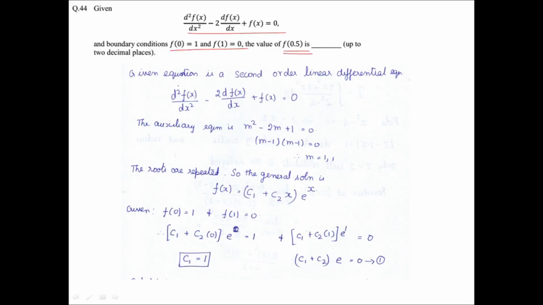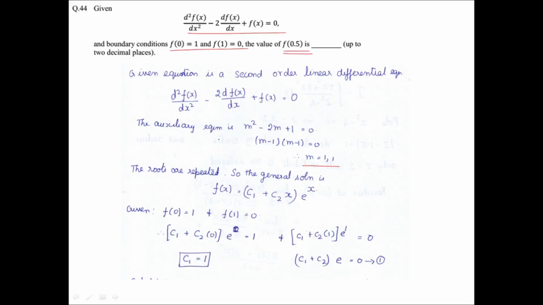So first we will write the given second order linear differential equation. d square f of x by dx square minus 2 df of x by dx plus f of x is equal to 0. This equation has an auxiliary equation of m square minus 2m plus 1 is equal to 0. Therefore we will be getting a root as m is equal to 1, 1. Both the roots are identical. Therefore, we can write the general solution for f of x as (c1 plus c2 x) the whole e power x.